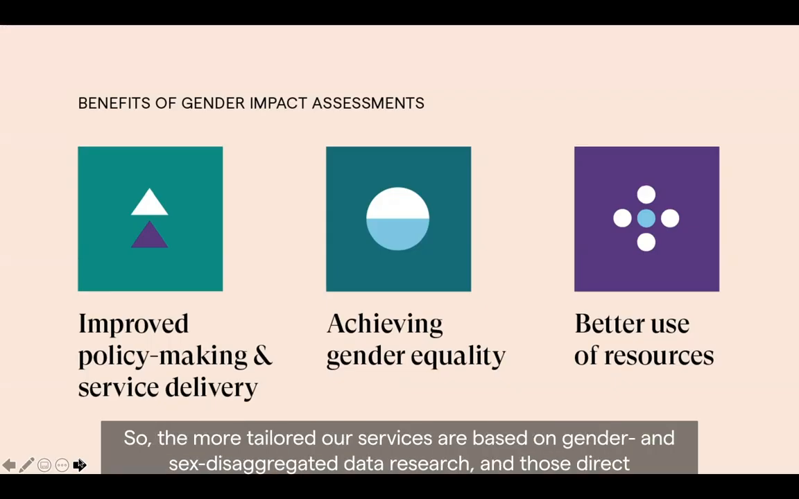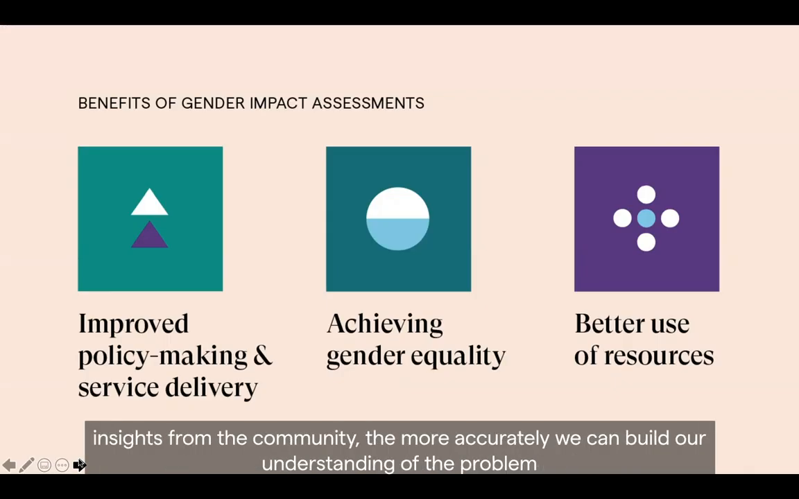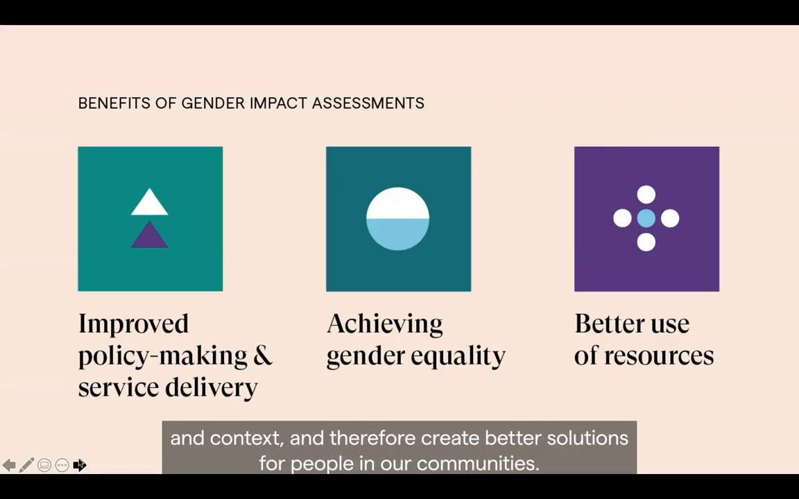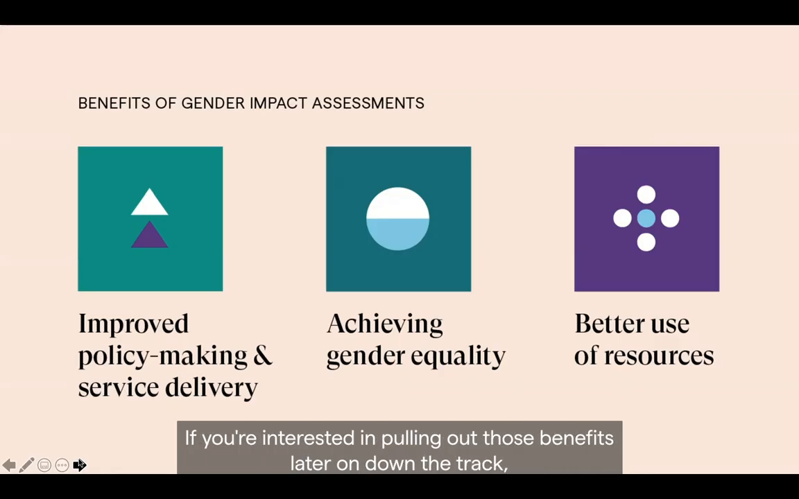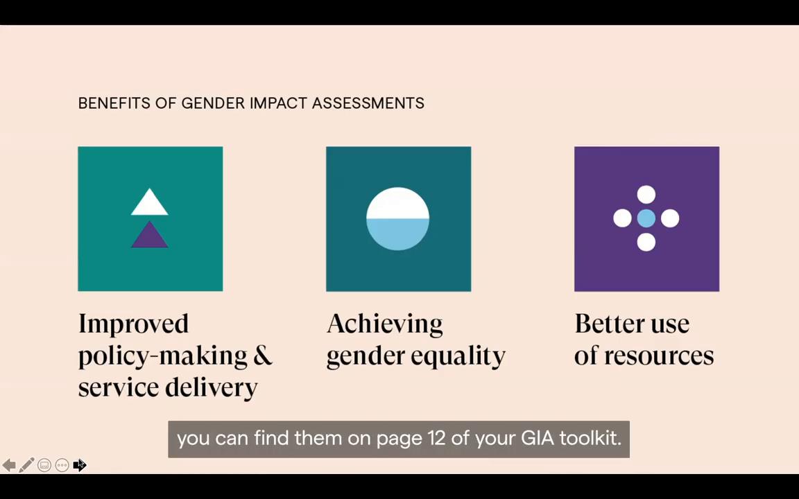So, the more tailored our services are based on gender and sex disaggregated data, research, and those direct insights from the community, the more accurately we can build an understanding of the problem and context and therefore create better solutions for people in our communities. If you're interested in pulling out those benefits later on down the track, you can find them on page 12 of your GIA toolkit.